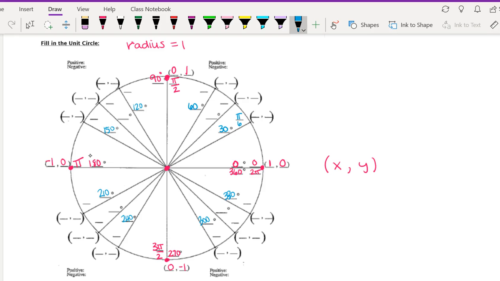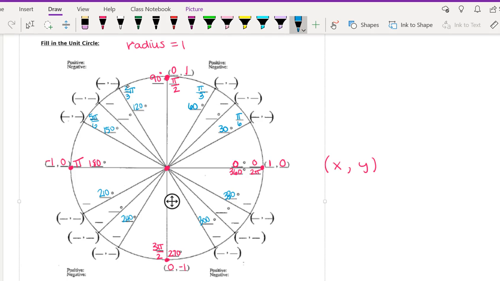Pi over 6, then the next one would be 2 pi over 6. This is 1 pi over 6, 2 pi over 6. Well, 2 pi over 6 reduces to pi over 3. And then 3 pi over 6. Well, 3 pi over 6 reduces to pi over 2. So then 4 pi over 6. That's 2/3 pi. 5 pi over 6 doesn't reduce, so this is 5 pi over 6.